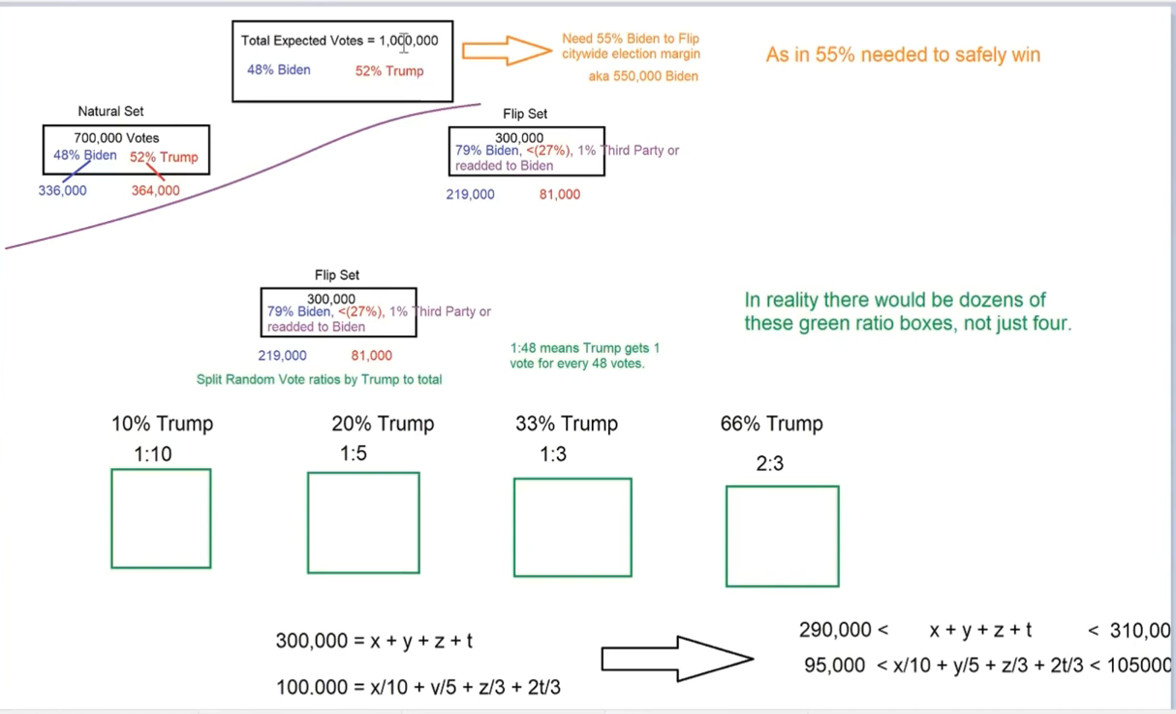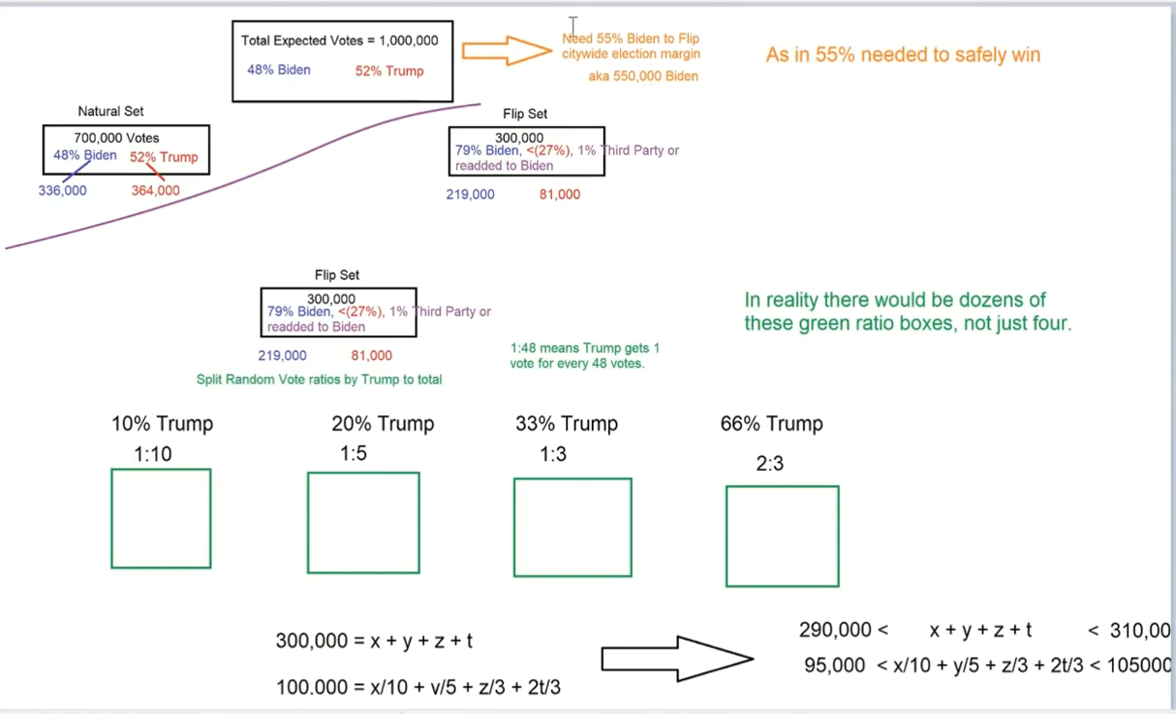So what they do is they take the million votes and divide it into two sets. The natural set, or the organic set, which they don't tamper with. And then they have the flip set, which is the other remaining votes, which is 300,000 votes. At this ratio of 48 to 52, the natural set would produce 336,000 ballots for Biden and 364,000 votes for Trump.